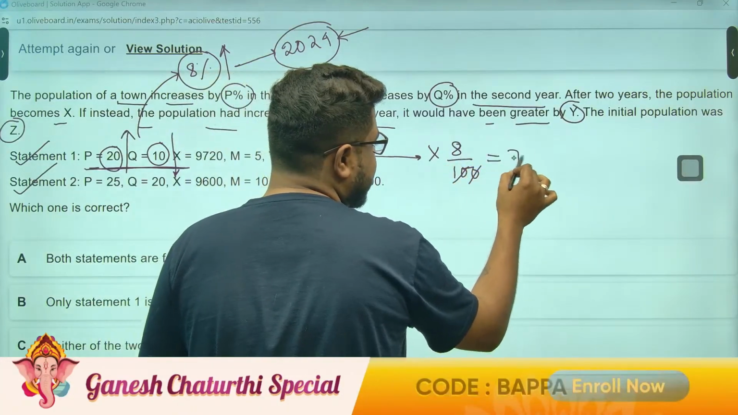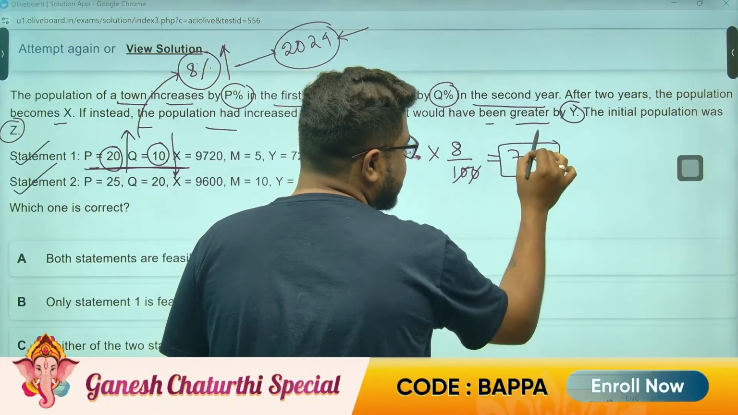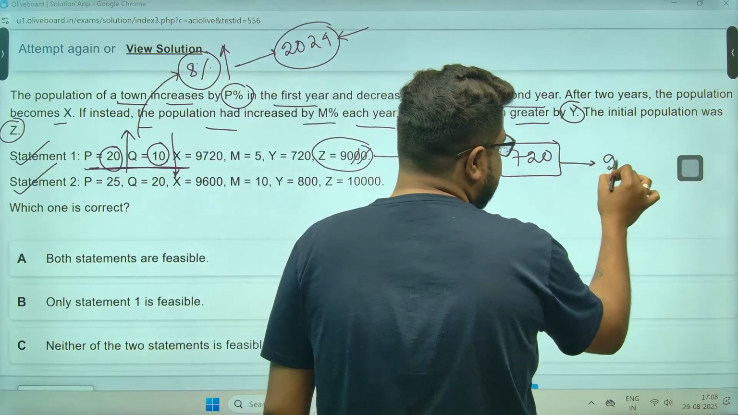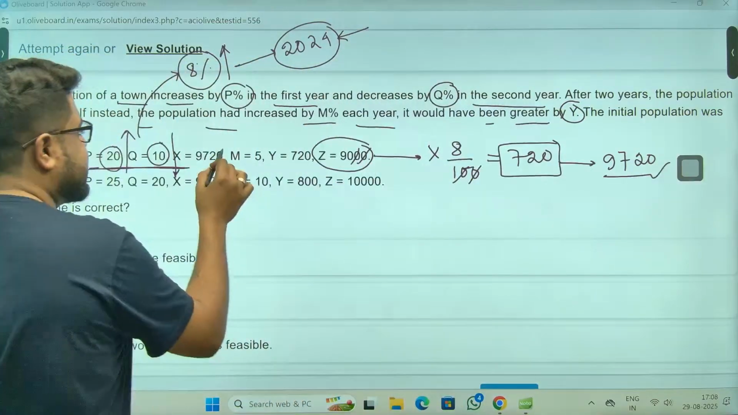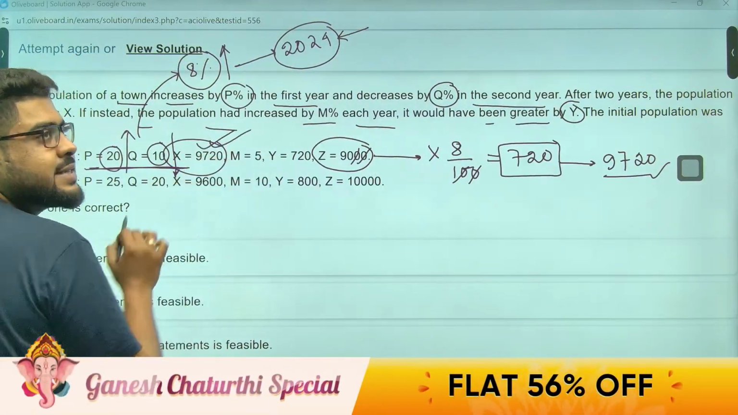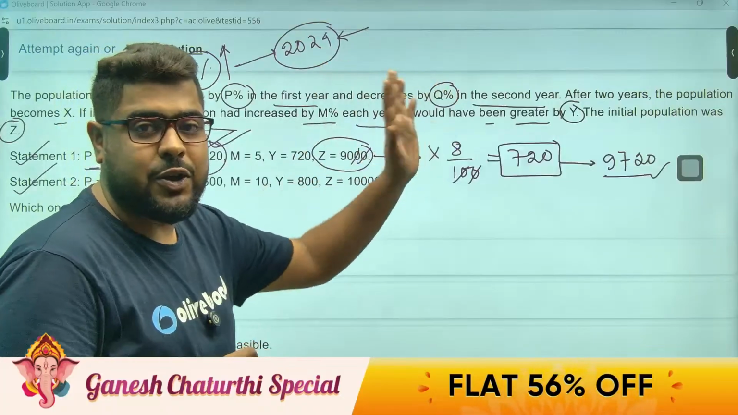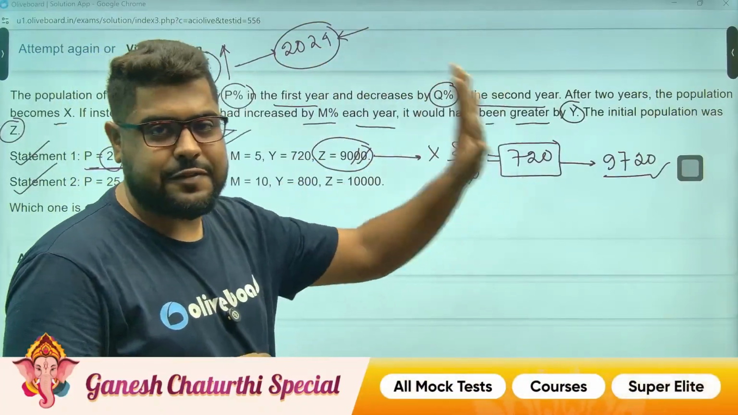8 nines are 72. That means 720 increment. So population will become 9720. Is that the case? Yes, sir. X is 9720. It is the case. Now, this is the first part, not the whole thing. This is only the first part.